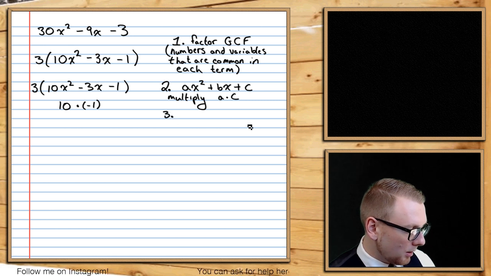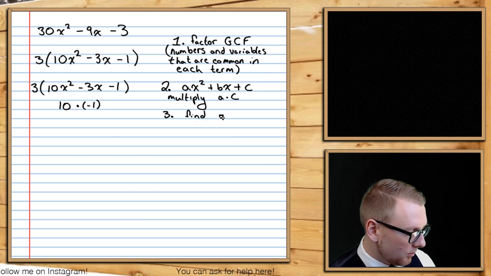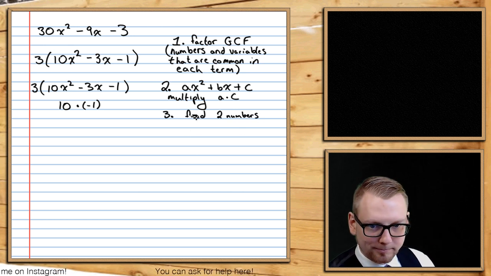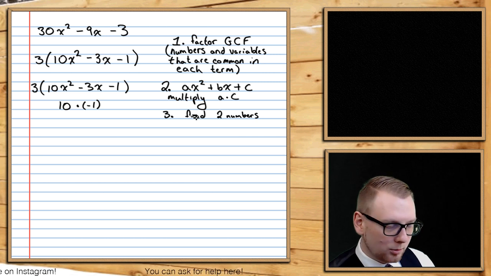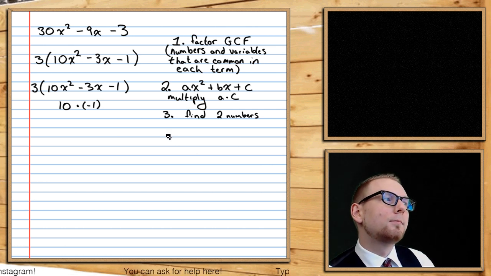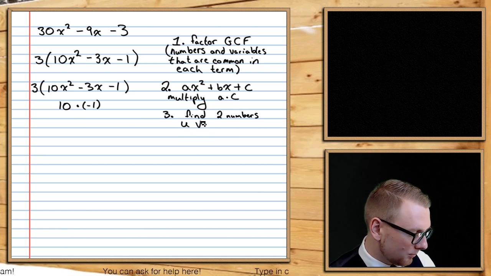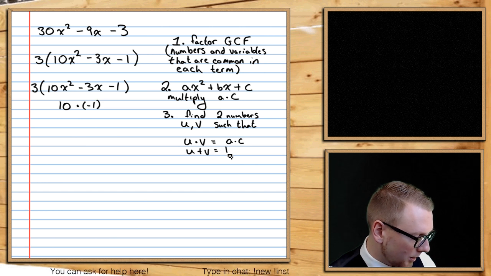Step 3. Find two numbers. I'm going to think of a way to write this down for you. I'm going to write u and v such that u times v equals a times c, and u plus v equals b.